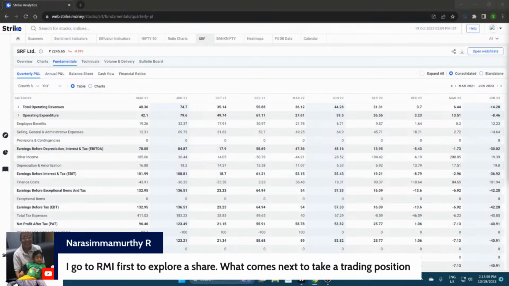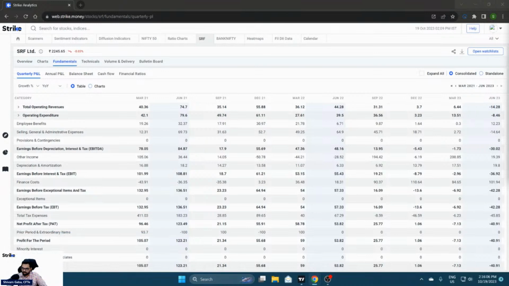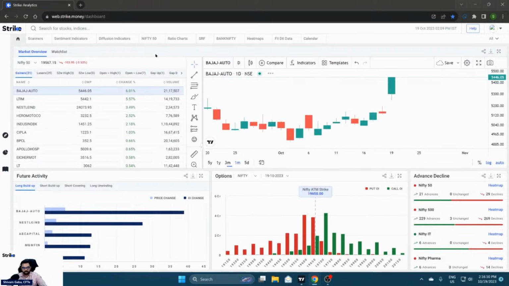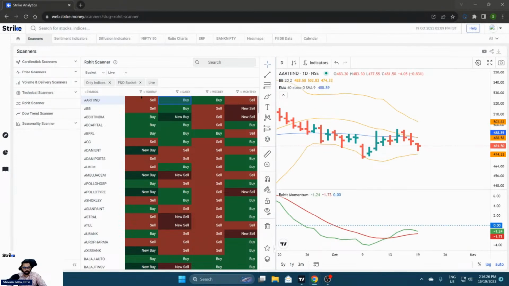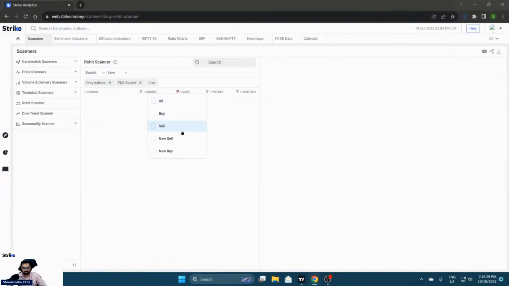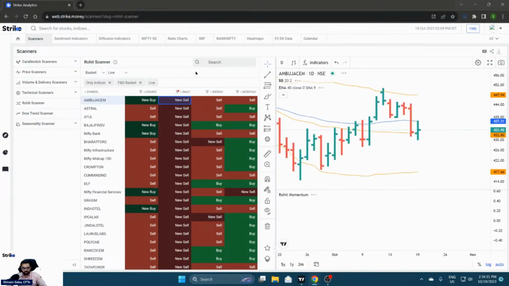Narsima Murthy has put a comment. I go to RMI to first explore a share. What comes next to taking a trading position? So possibly your overall thinking of the market trend is also important. If your market view overall is bullish, you are looking for bullish setups, and if your market view is overall bearish, you must be looking for bearish setups. So if my view is bearish and I'm just looking for bearish setups, then I would only select new sell.